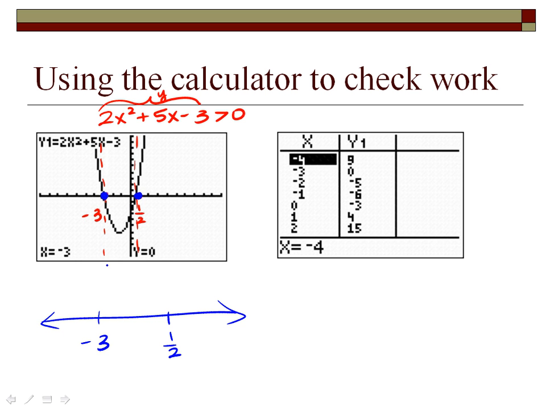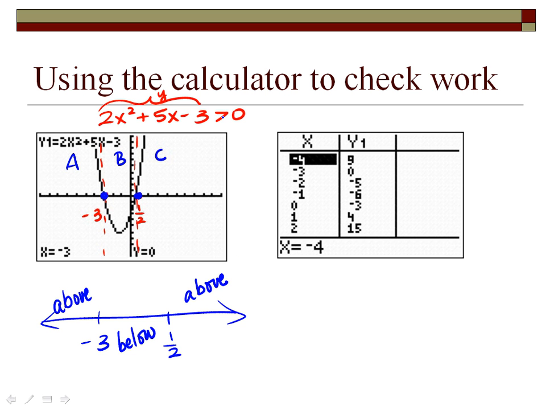If I draw lines down through the negative 3 and 1/2, I have my regions A, B, and C, if you will. Well, in region A, what's happening to the graph? It is above the x-axis. In region B, the graph is below the x-axis. And in region C, the graph is above.